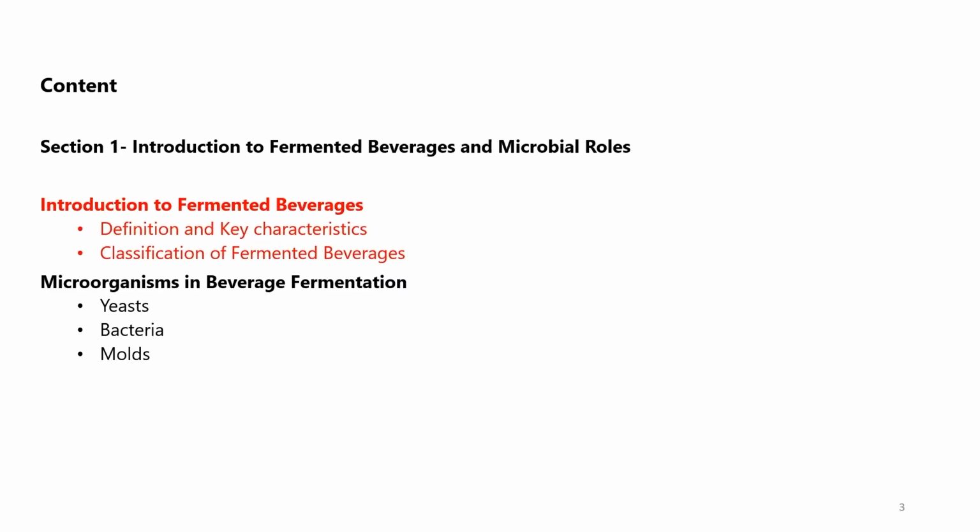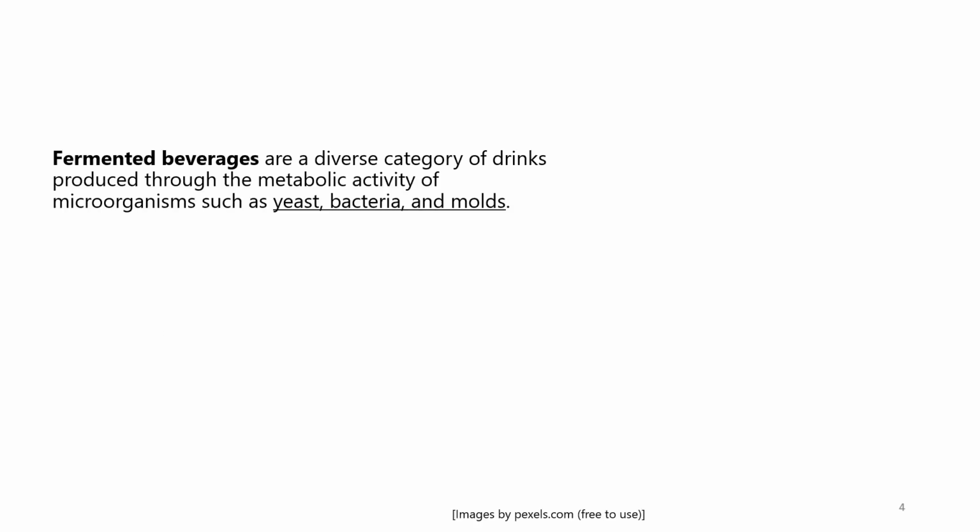Let us begin with section 1, where we have an introduction to fermented beverages. We start with definitions and key characteristics of fermented beverages, then the classification of fermented beverages, and we discuss various microorganisms which are used in fermentation to produce beverages, like yeast, bacteria and molds.